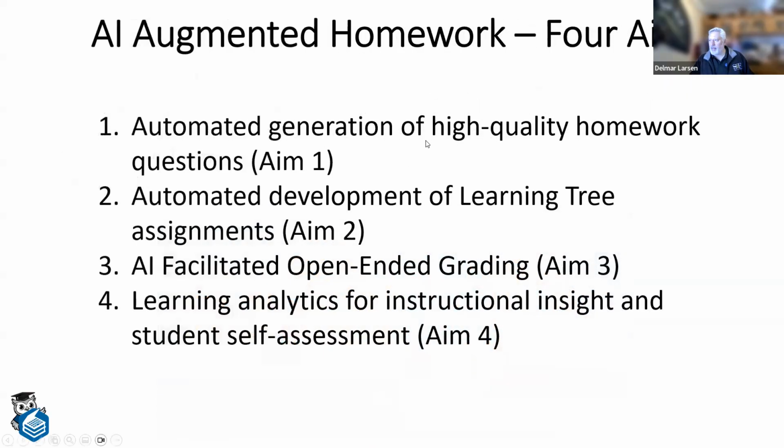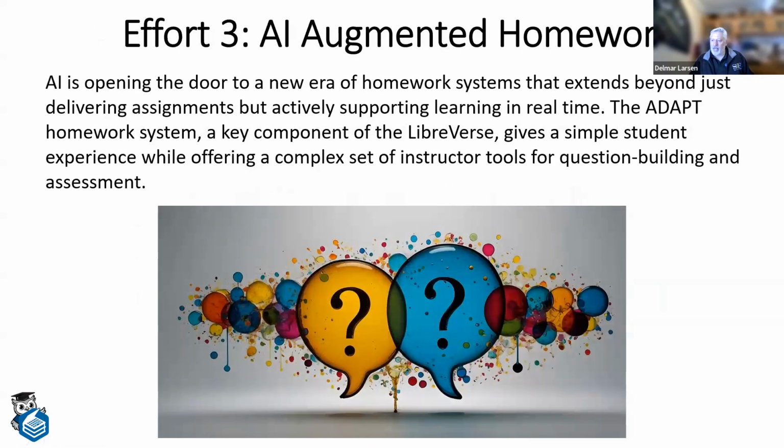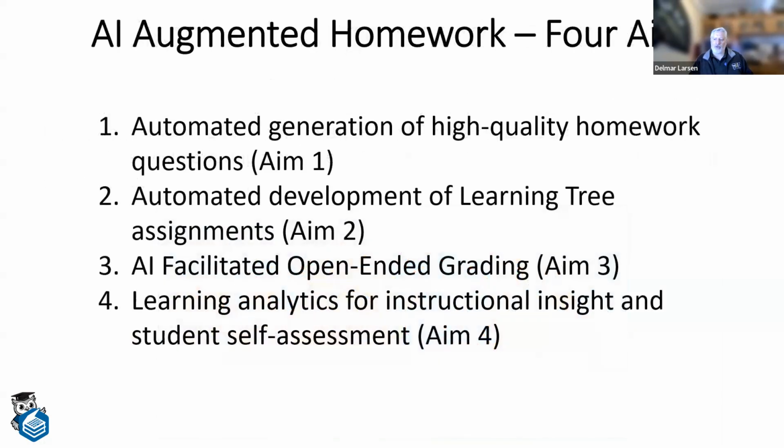And again, the idea here is to use AI to augment the construction of questions. There are four subsections associated with this effort. The first one that I mentioned is using AI to generate high quality homework questions. But Adapt has other capabilities than just making a question and delivering it. One is what we call learning trees, which is an adaptive learning infrastructure to provide context around the skills necessary to be successful in questions. And AI is well suited to build those things.